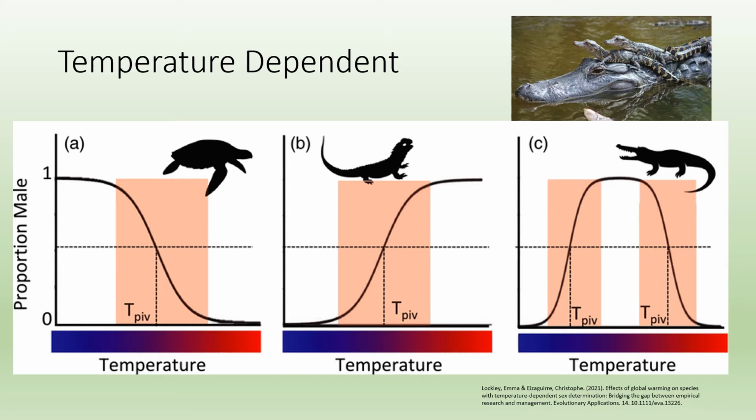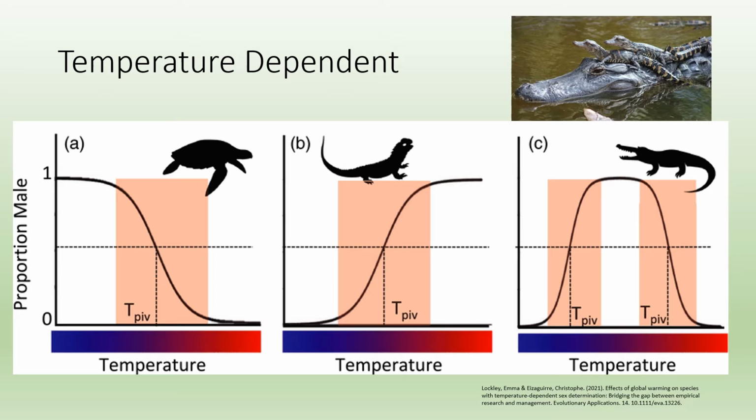In turtles, some lizards, and the crocodilians, including crocodiles, caimans, gharials, and alligators, temperature determines the sex of the offspring. And each group has their own temperature range. A certain temperature range, you get a male, a different temperature range, you get a female.